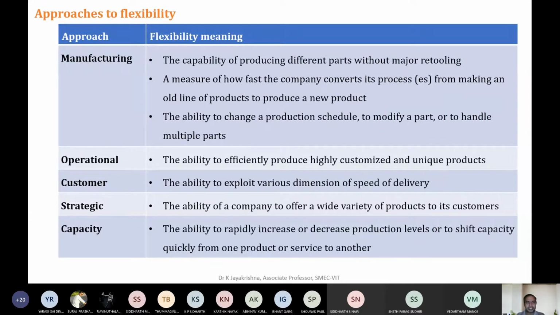In terms of operational, it is going to be the ability to produce highly customized and unique products. Say for example, you have a particular unit which can produce unique products. Let's take the example of jewelry making. When you manufacture the jewels, what happens? The selection of design will be different for different customers. Never ever will two jewels be the same.